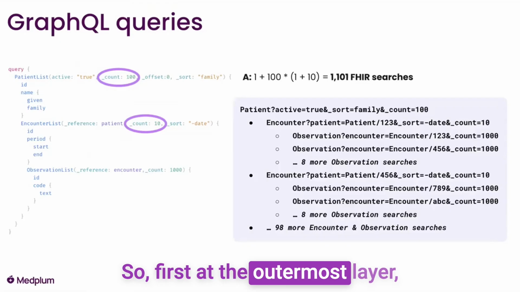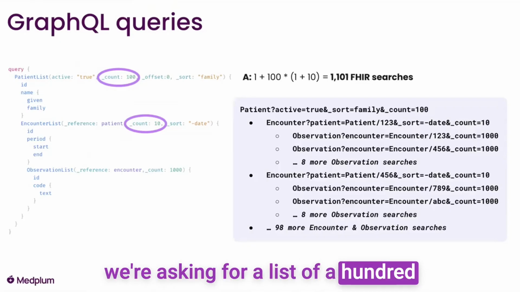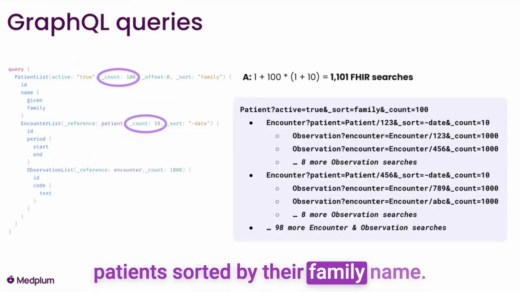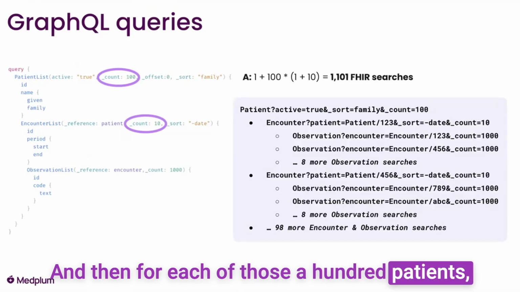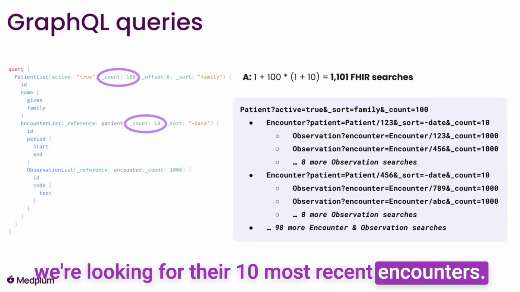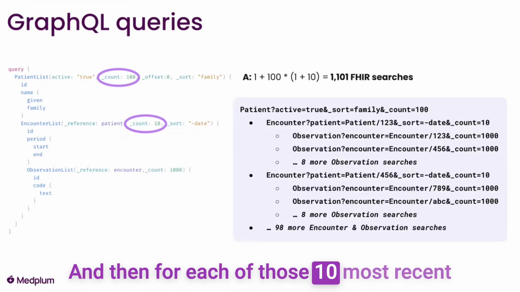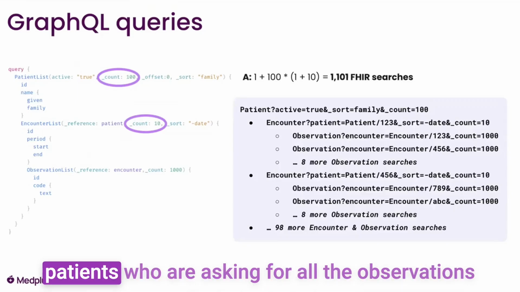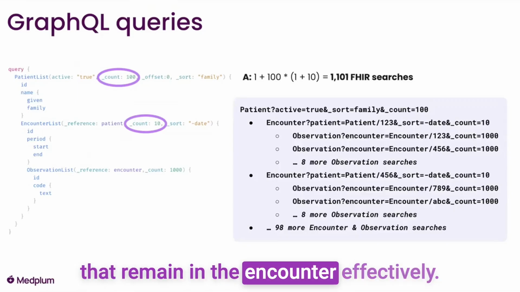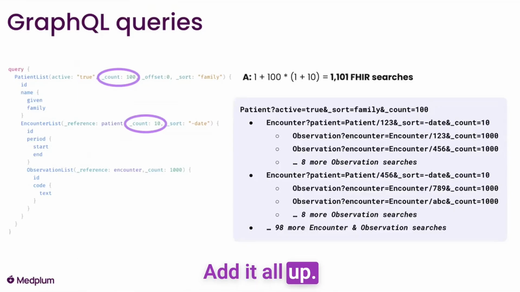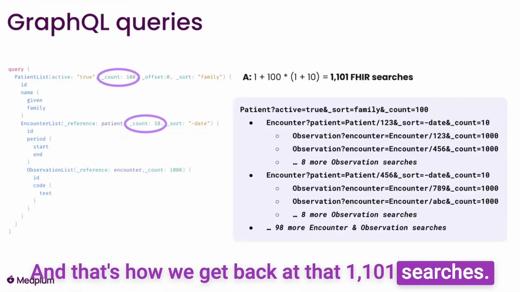First, at the outermost layer, we're asking for a list of 100 patients sorted by their family name. And then for each of those 100 patients, we're looking for their 10 most recent encounters. And then for each of those 10 most recent encounters, for each of those 100 patients, we're asking for all the observations that remain in the encounter effectively. Add it all up, and that's how we get back at that 1,101 searches.